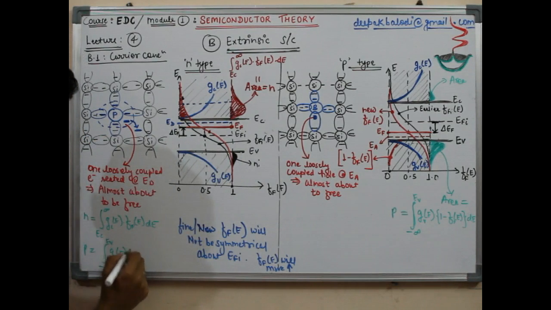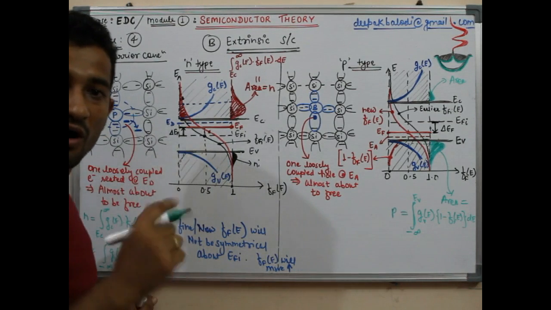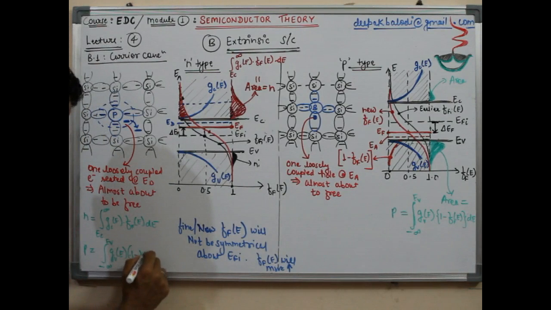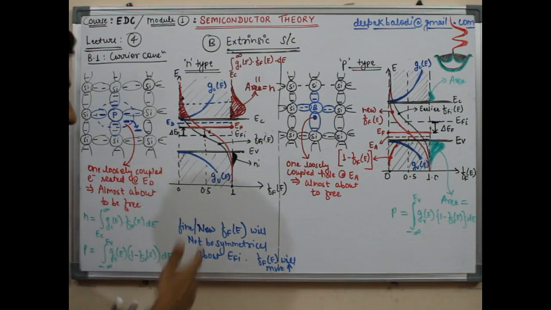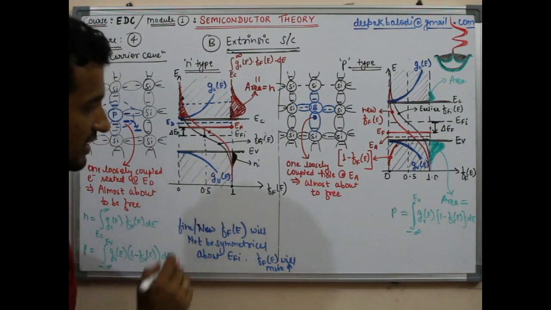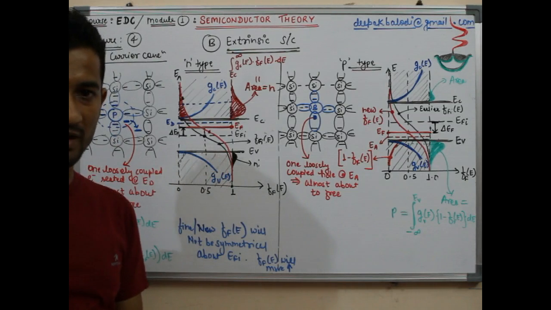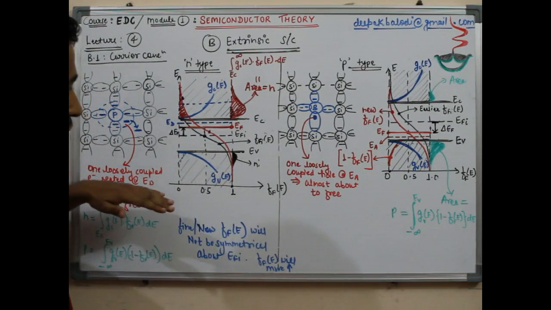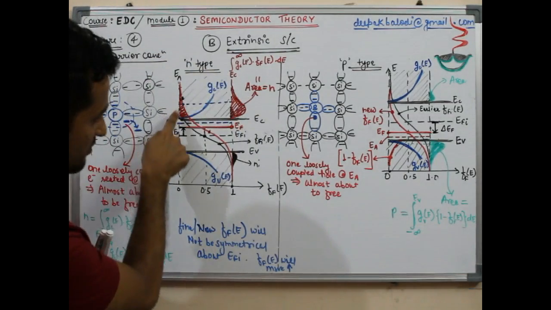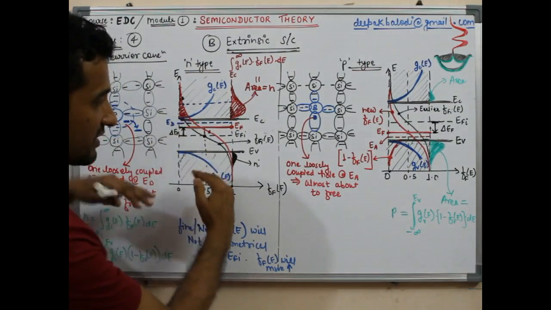g_v(E) into the probability of not being filled by an electron. So 1 minus f(E), please remember this, 1 minus f(E) into dE. So let me plot first 1 minus f(E). So let's see, this is f(E). And please try to notice one very important aspect, that once f(E), the Fermi-Dirac function, moves up from this black curve to this red curve, it is shifting up.